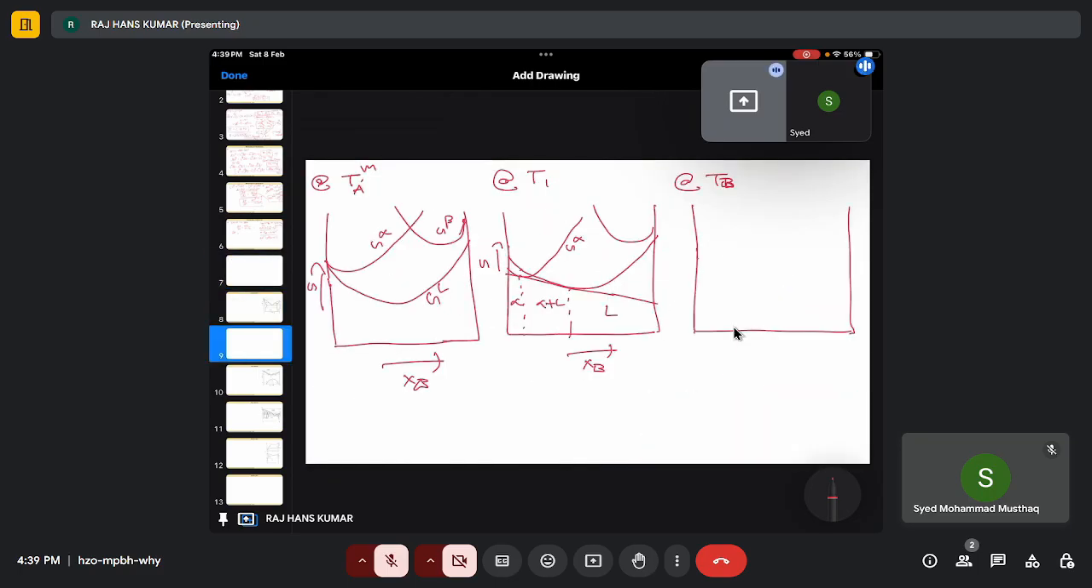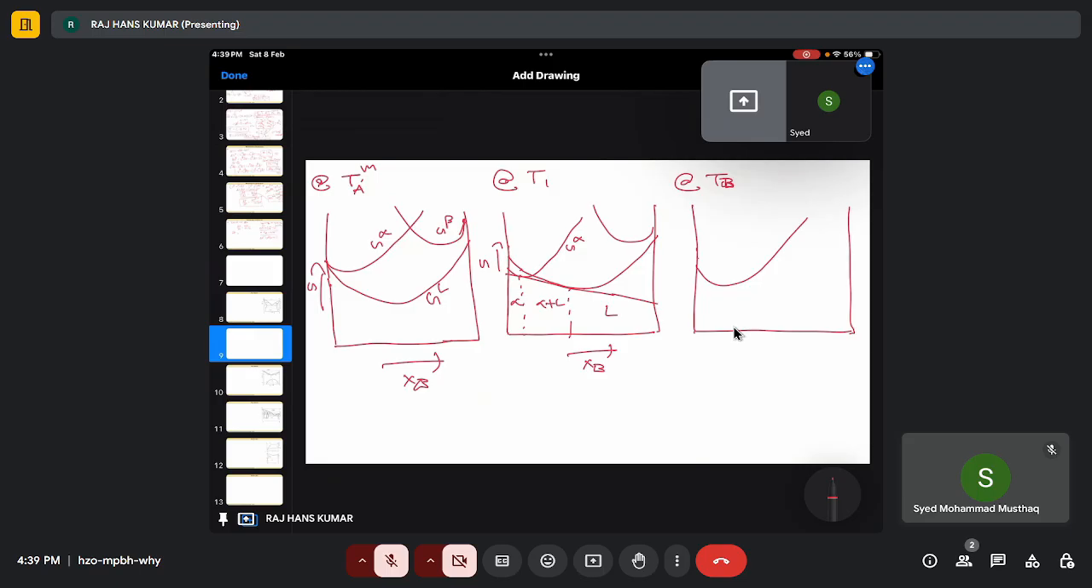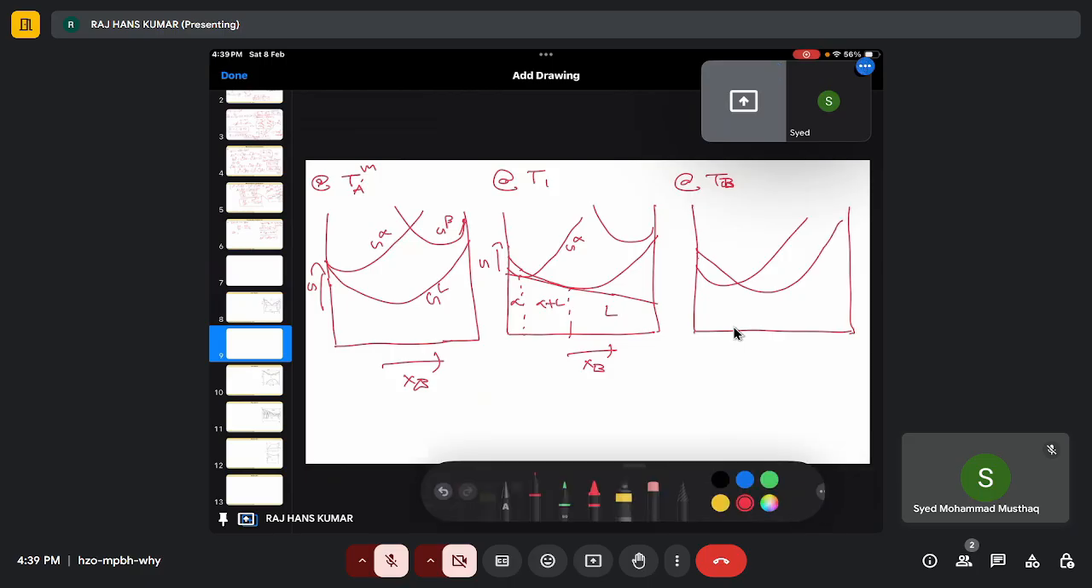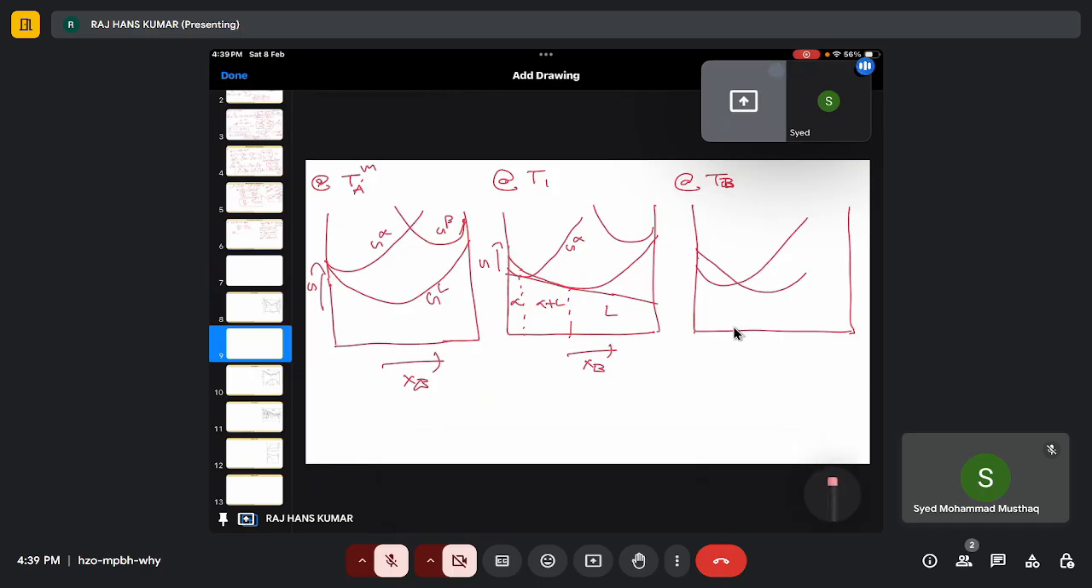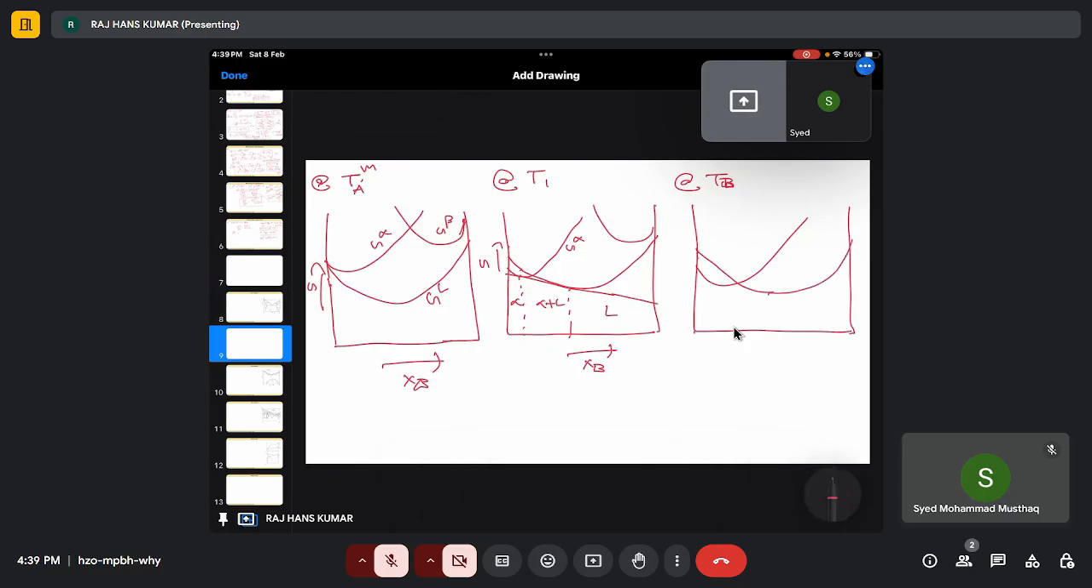Again, here the case will be the same. At first, alpha will be stable. Then we have liquid. Okay, and erase this. Here the GB curve will start from here, right? So, G beta.